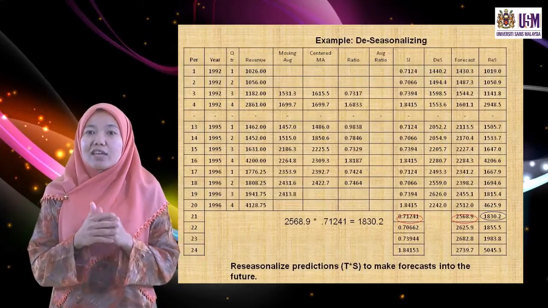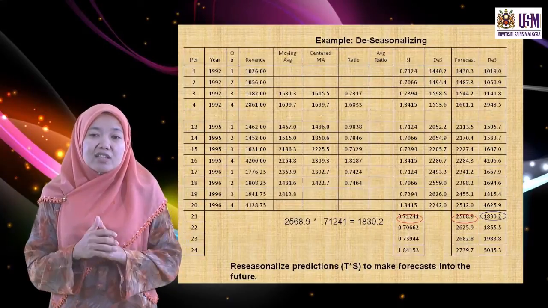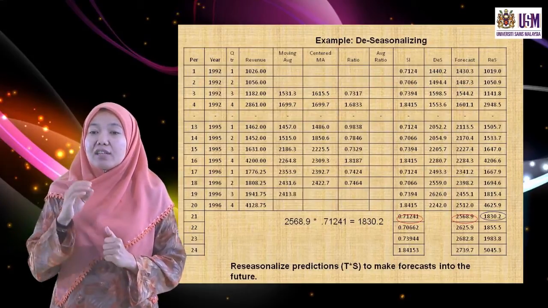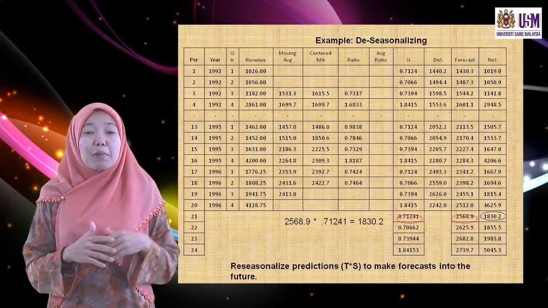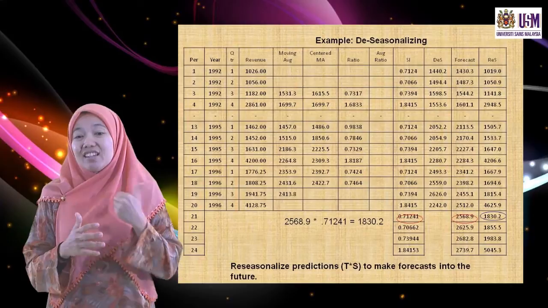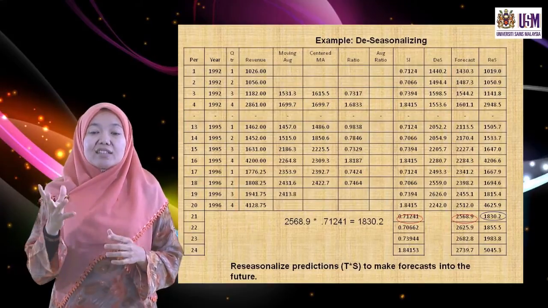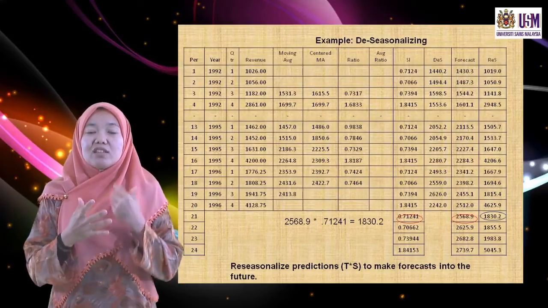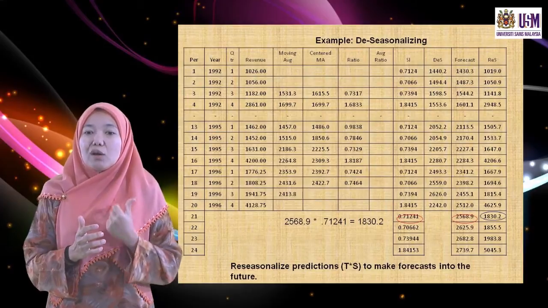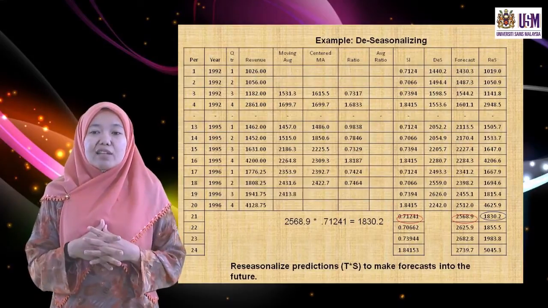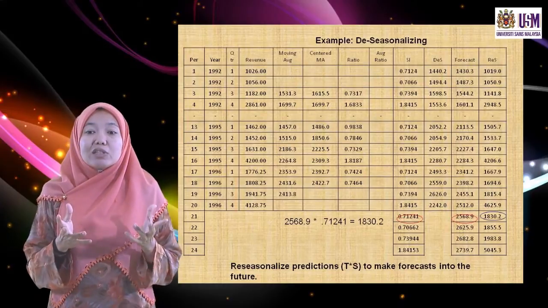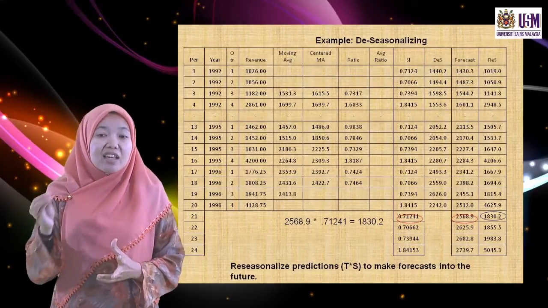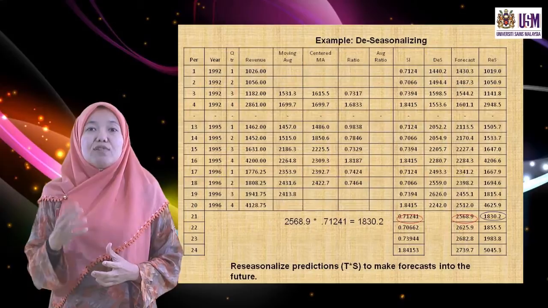And remember just now, in terms of forecast, the value is slowly increasing. But after re-seasonalizing, that means after taking into account the effect of season, for example, we are talking about period 24, that is the fourth quarter of 1997, you take the forecast value of 2739.7 and multiply it with the seasonal index of 1.84153. So the re-seasonalized value is actually very much higher, 5045.3. So this is your final forecast value after taking into account the effect of season.